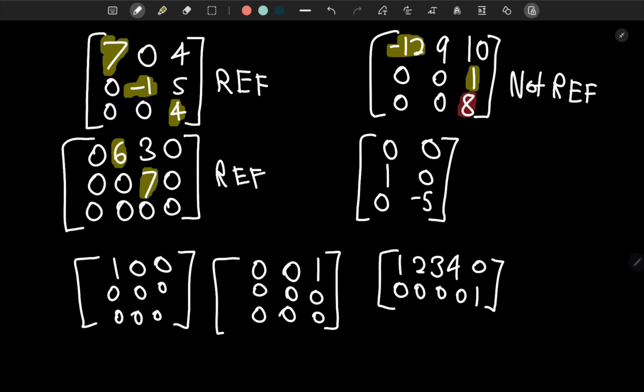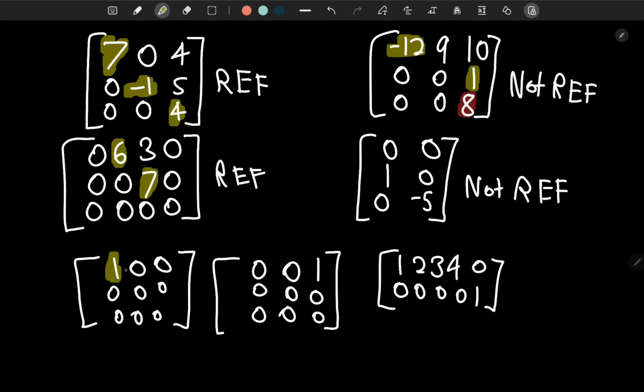Now moving on, the first thing we notice here is that we have the zero row in our first row. So automatically we can say that this is not REF. If we do have a zero row, it has to be all the way down, the last row basically. So not REF.